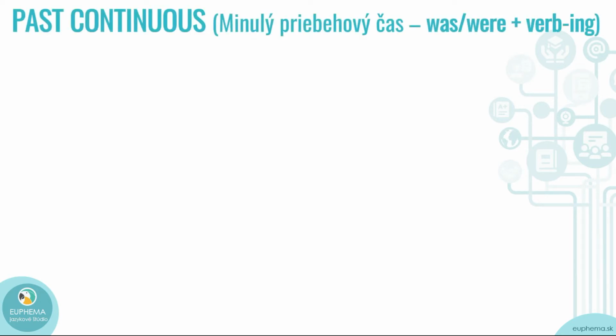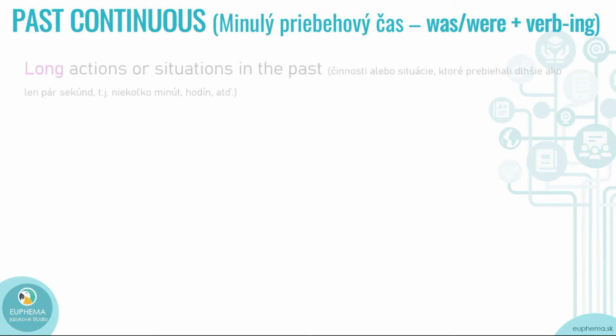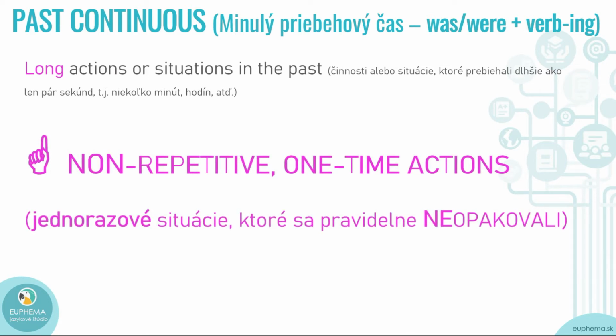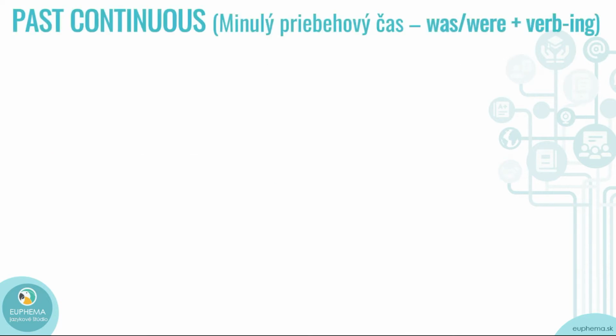The truth is that, yes, we do use past continuous for long actions or situations in the past. And by the way, by long, I mean situations or actions that take or took more than just a couple of seconds. They took several minutes or hours, okay? This is considered long. So yes, this is true. We use it for long actions or situations in the past, but remember this, these actions must be non-repetitive. Only one-time actions that happened once. That one time that we are just now talking about, okay? Non-repetitive.